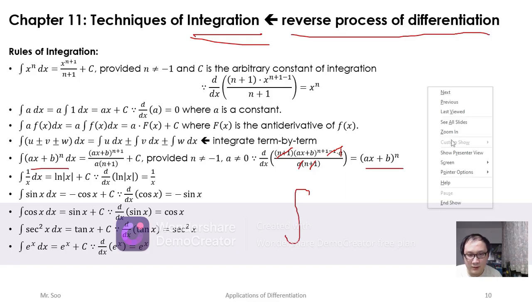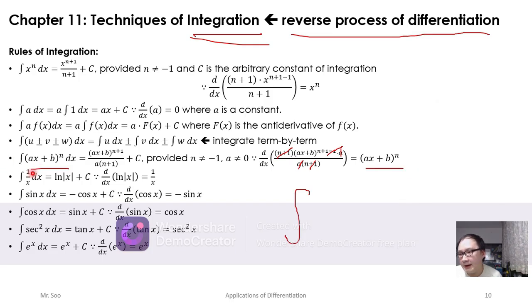And isn't this the same as this? Correct? So that's why integration is called the reverse process of differentiation. And because we know that the derivative of ln x is 1 over x, right? So the integral of 1 over x is ln x. And don't forget your constant of integration, plus c.